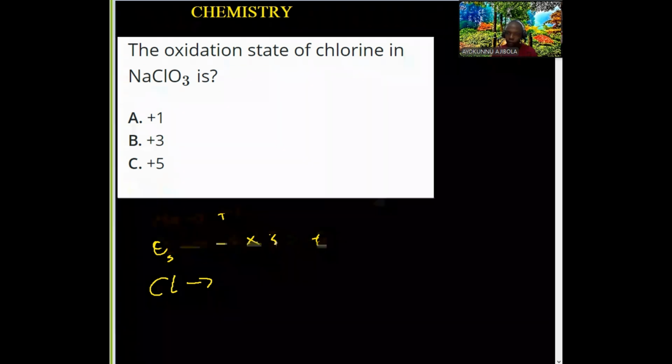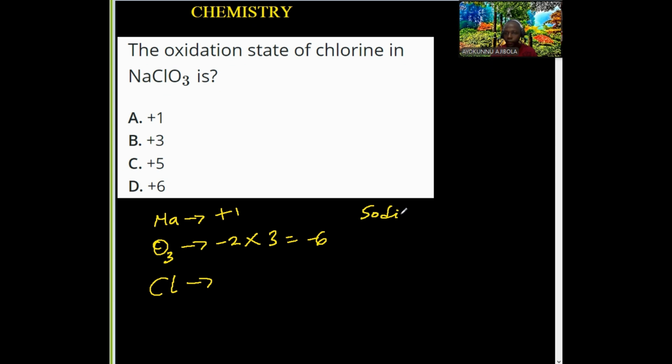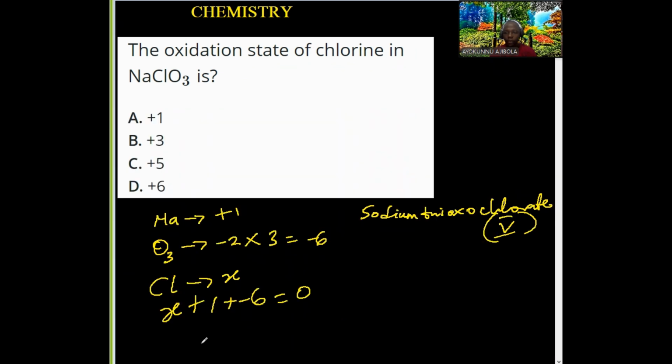Is that clear? Yes, sir. That is like finding the name, sodium trioxochlorate something. And you were right by saying 5, okay? But how to get the 5: call it X. It should be neutral, so that of chlorine plus 1 of sodium plus negative 6 should give us 0. So then X minus 5 equals 0, then X equals plus 5. So that is why you say it is plus 5, okay? Yes, sir.